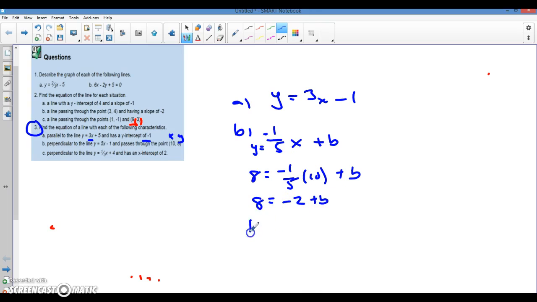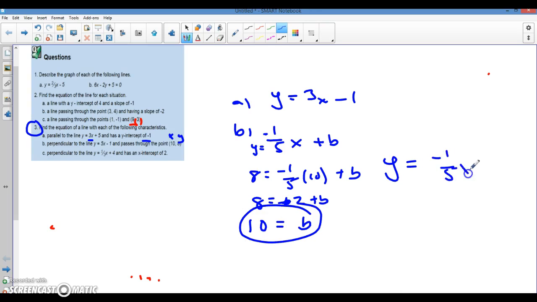And just be careful when you bring this over. It's 10. A lot of you put 6. Somehow this became a positive, or I'm not sure exactly what you did, but that's 10. Y is equal then to this.